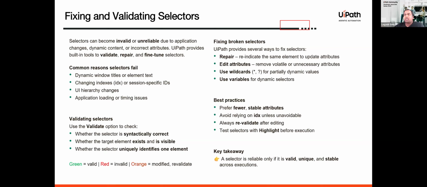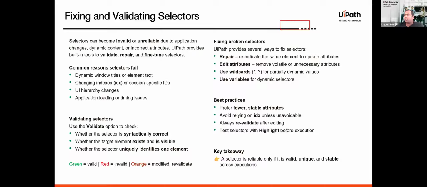But if the score is less than 100%, then it means that you need to work on the selector, add additional anchors or attributes to strengthen that particular selector to make it 100%. As I was showing earlier, if it is green, valid, red, invalid, orange means modified or needs revalidation, right? So it is modified, but you have not revalidated yet. Wildcards is one of the methods to handle the selectors. Variable is another method. And editing attributes. For example, you should remove the volatile attribute. That is one method, and repair the selectors as well.